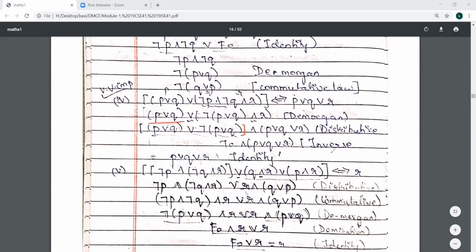So next step, using inverse law, I can write P or Q or negation of P or Q as T naught, and P or Q as it is. Then by identity law, T naught and P or Q is P or Q. So by identity law, we got the right side. So start from the left side, try to prove the right side using appropriate laws to prove the given two compound propositions are logically equivalent.